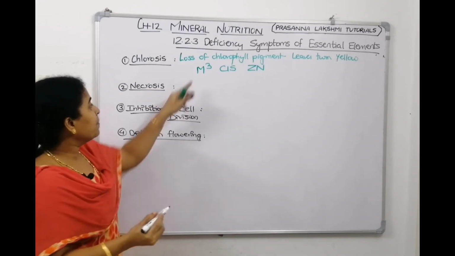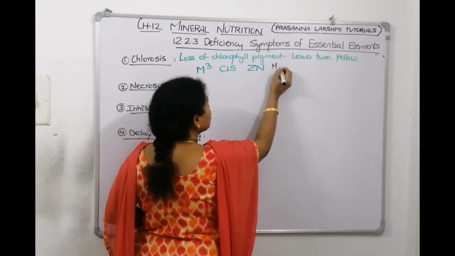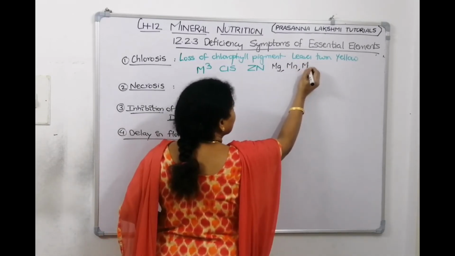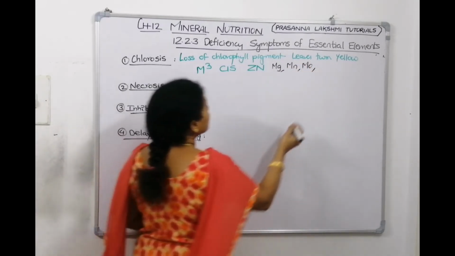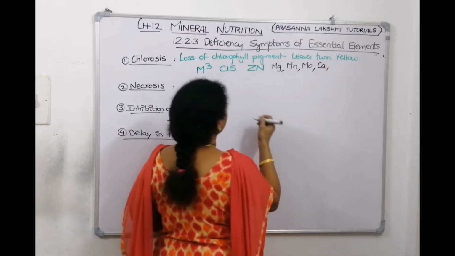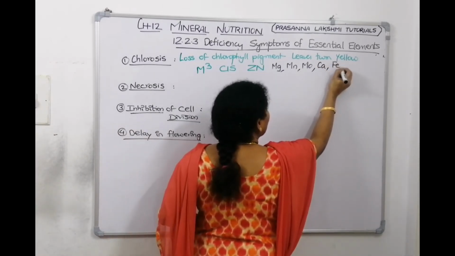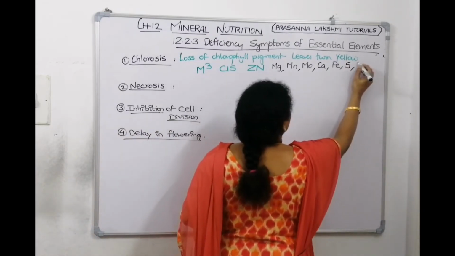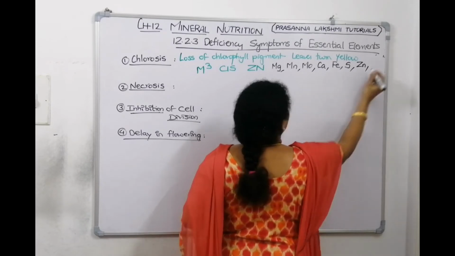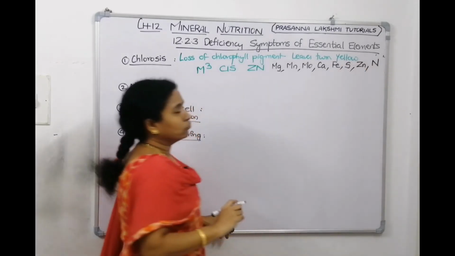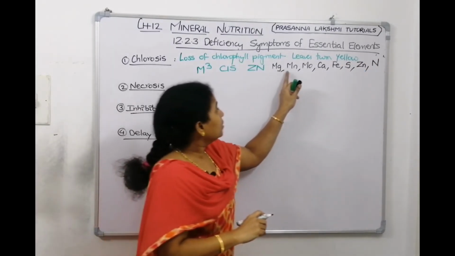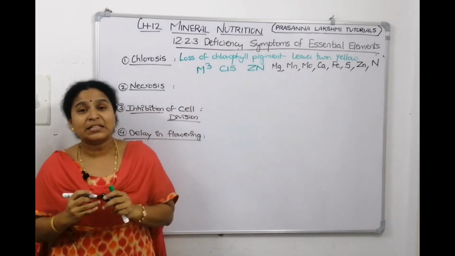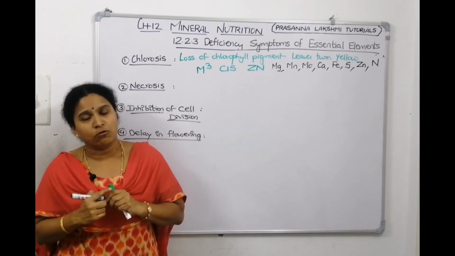What are they? M stands for magnesium. Second M stands for manganese. Third M stands for molybdenum. C stands for calcium. I stands for iron. S stands for sulfur. Zn stands for zinc. N stands for nitrogen. Count: 1, 2, 3, 4, 5, 6, 7, 8. The deficiency of 8 elements will cause chlorosis.